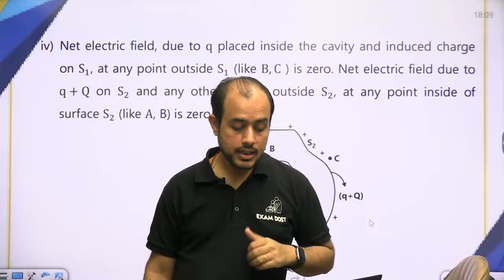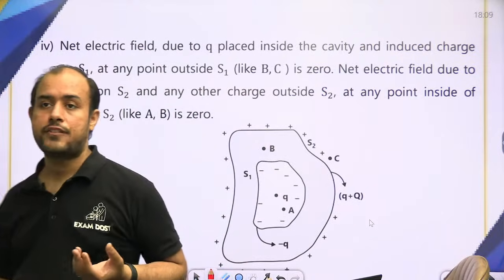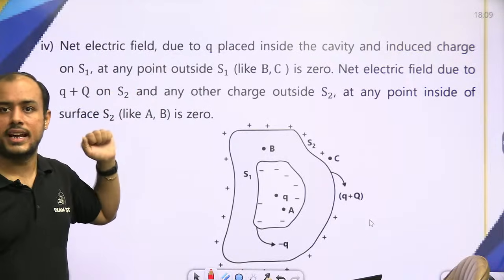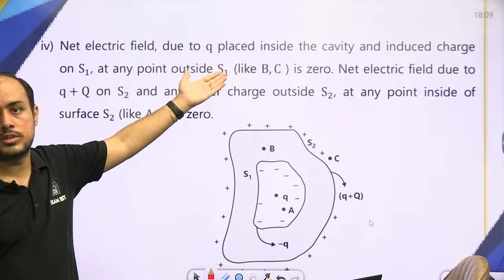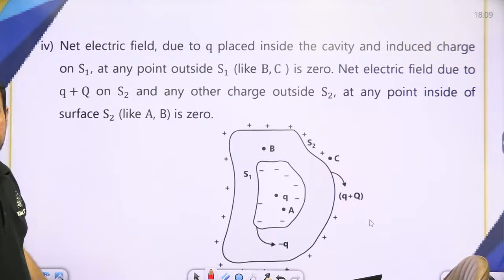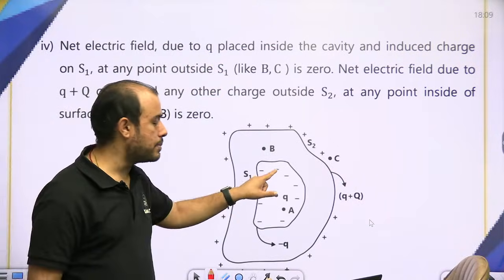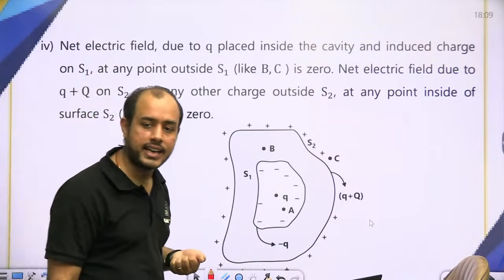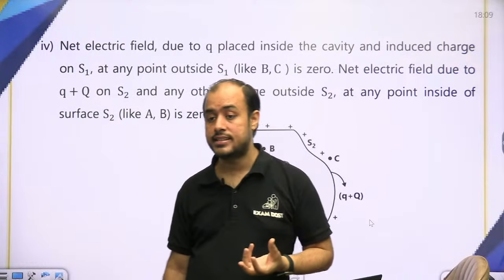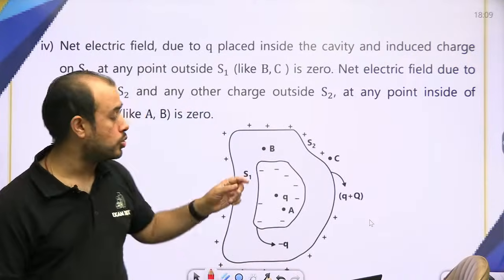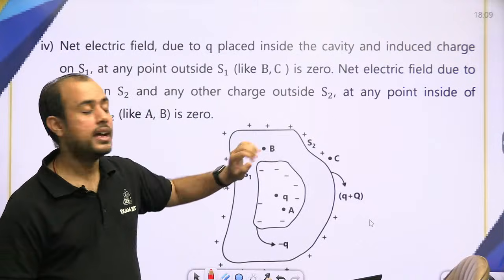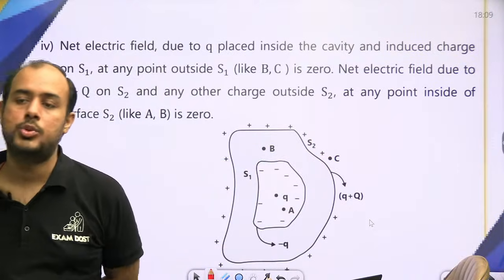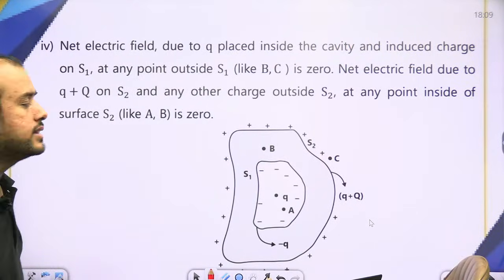चमका ये चीज. Next beta, net electric field due to a charge placed inside the cavity and induced charge on S1 at any point outside S1 is zero. Okay. कहने का मतलब ये हुआ, ये q और माइनस q की वजह से नेट इलेक्ट्रिक फील्ड बाहर जो जाएगी वो तो जीरो ही जाएगी, राइट? बिकॉज दिस नेट चार्ज इज जीरो, so the electric field due to these two charges will become zero and the electric field will only be because of small q plus capital Q. ठीक है, small q plus capital Q.